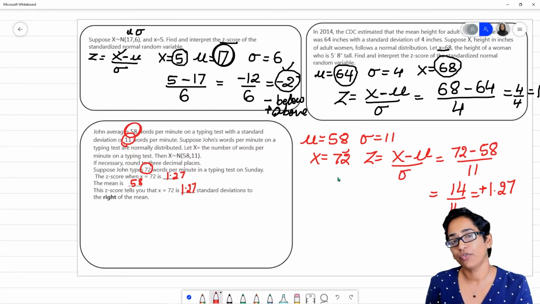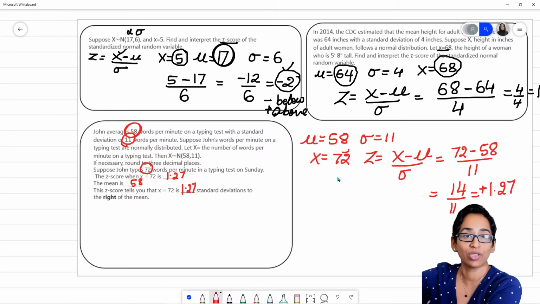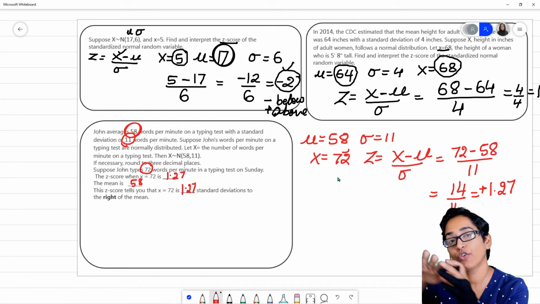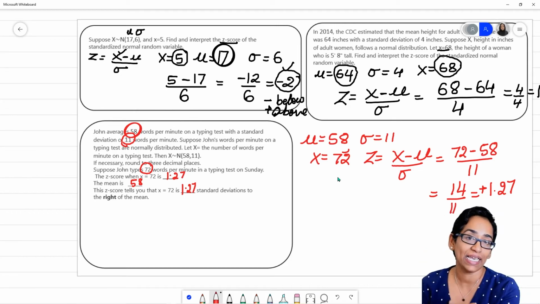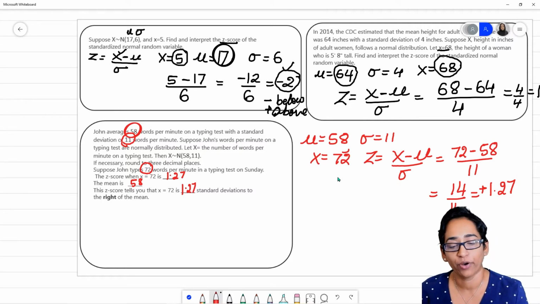By default, if you are greater than the mean, you are on the right hand side. If you're less than the mean, you're on the left hand side. And if you're on the left hand side, your z-score is negative. If you're on the right hand side, your z-score is positive. Perfect.